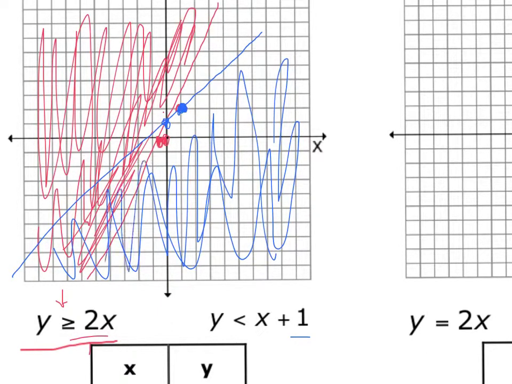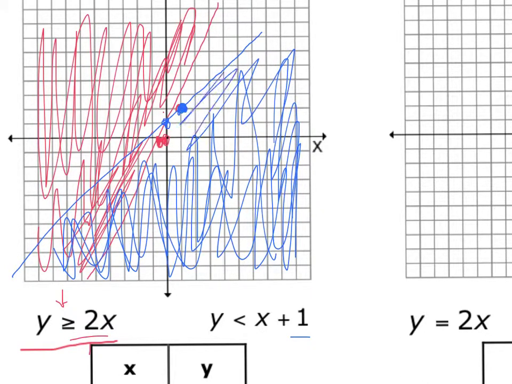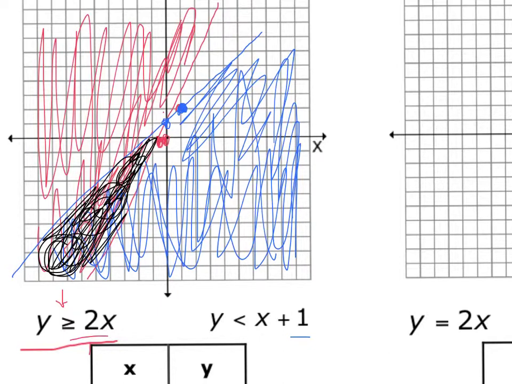Remember, when we have systems of inequalities, you're going to shade the area that we have shaded twice, the area that overlaps. The only area where that happens is the area right here. You could choose any of those ordered pairs and they would make both of these inequalities true. That is how a system of inequalities works. You're looking for the ordered pairs that make both inequalities true statements.